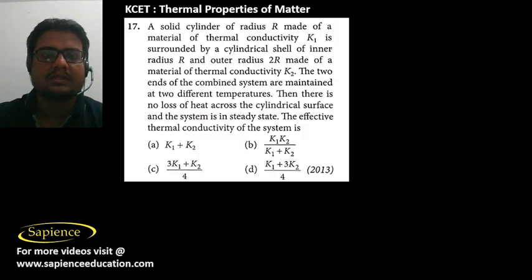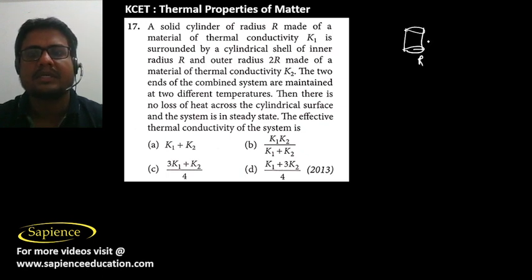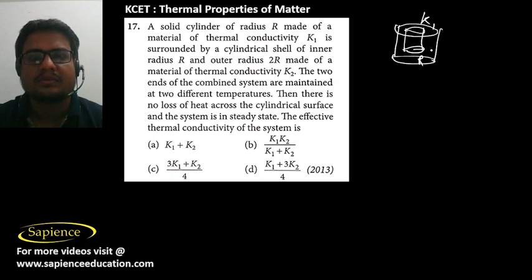Then here it is told that a solid cylinder of radius r, made of a material of thermal conductivity K1, is surrounded by a cylindrical shell of inner radius r and outer radius 2r, made of a material of thermal conductivity K2.